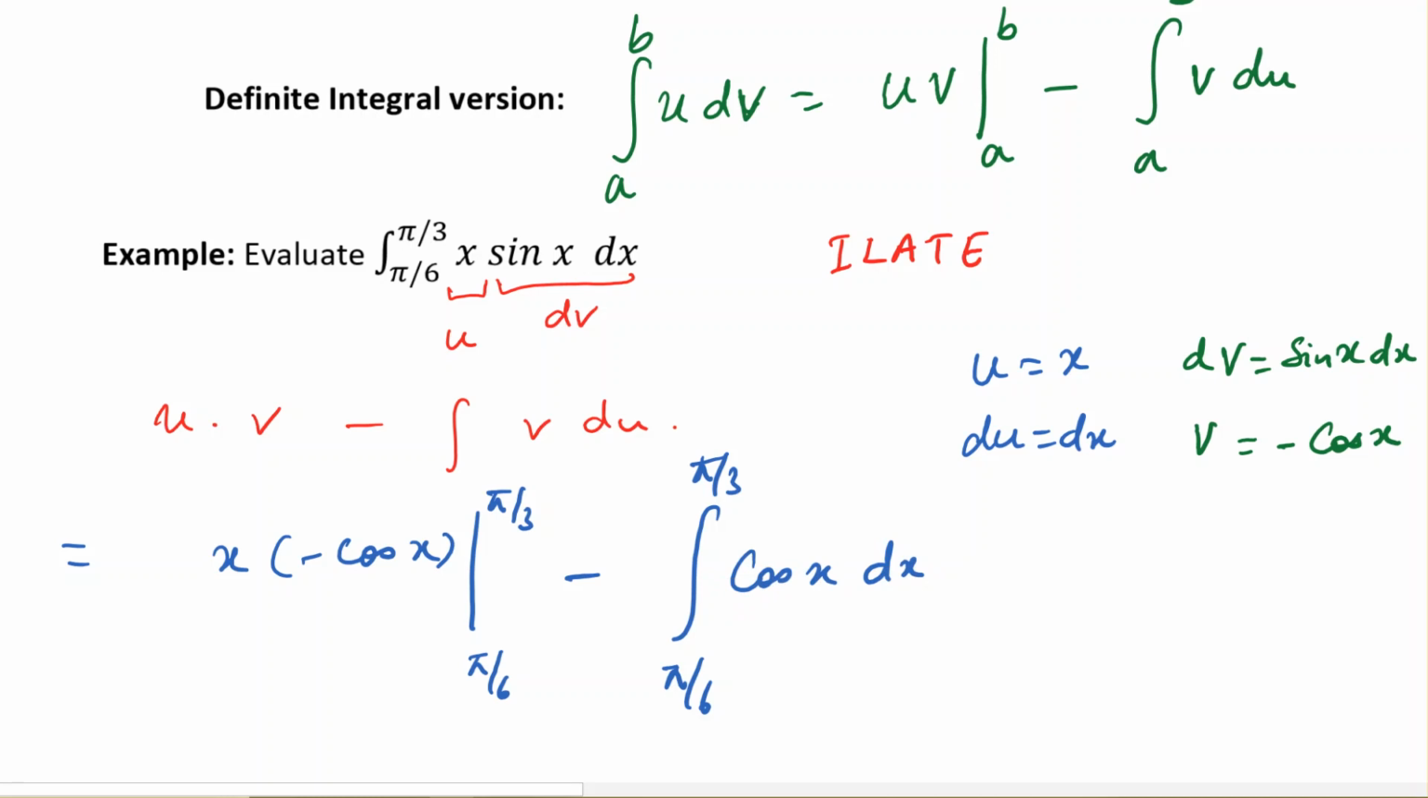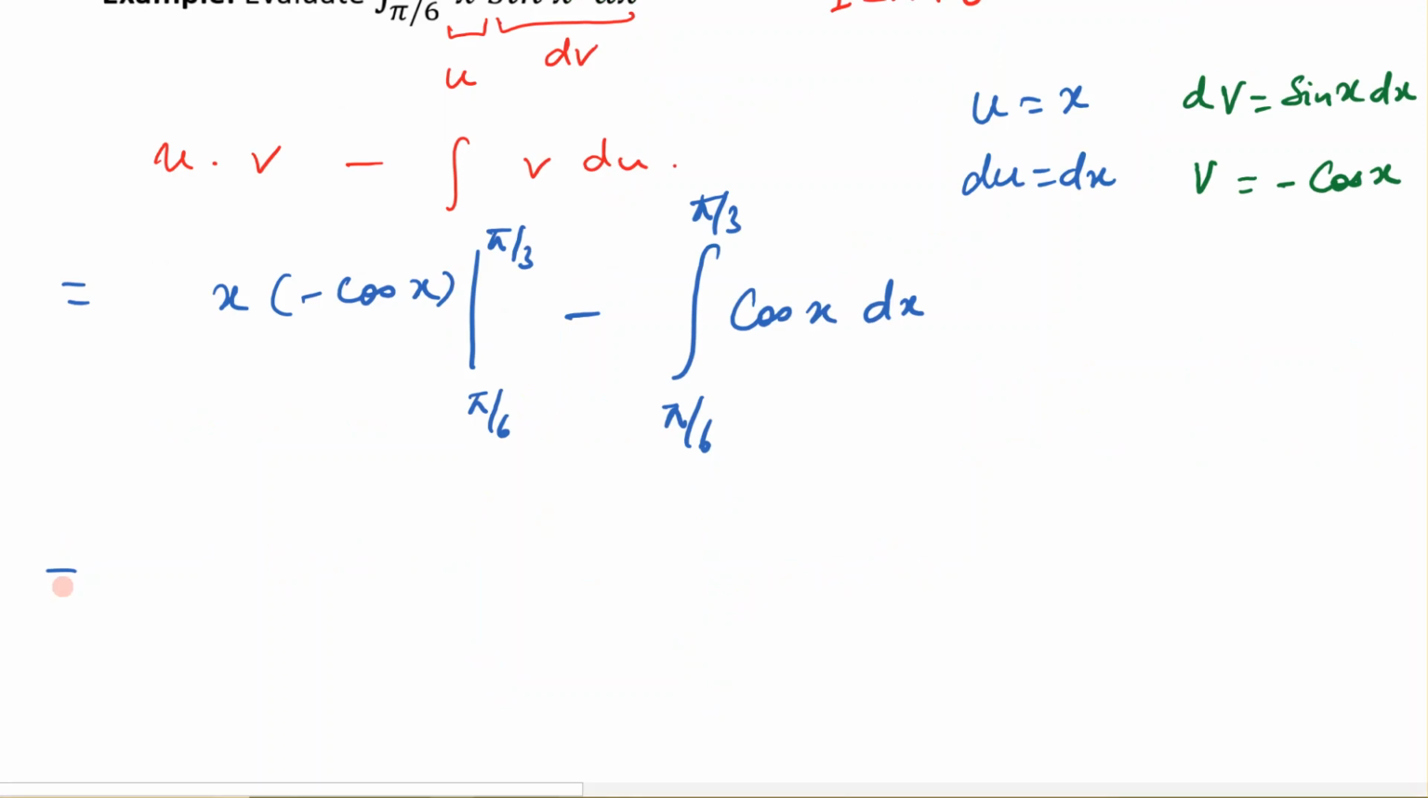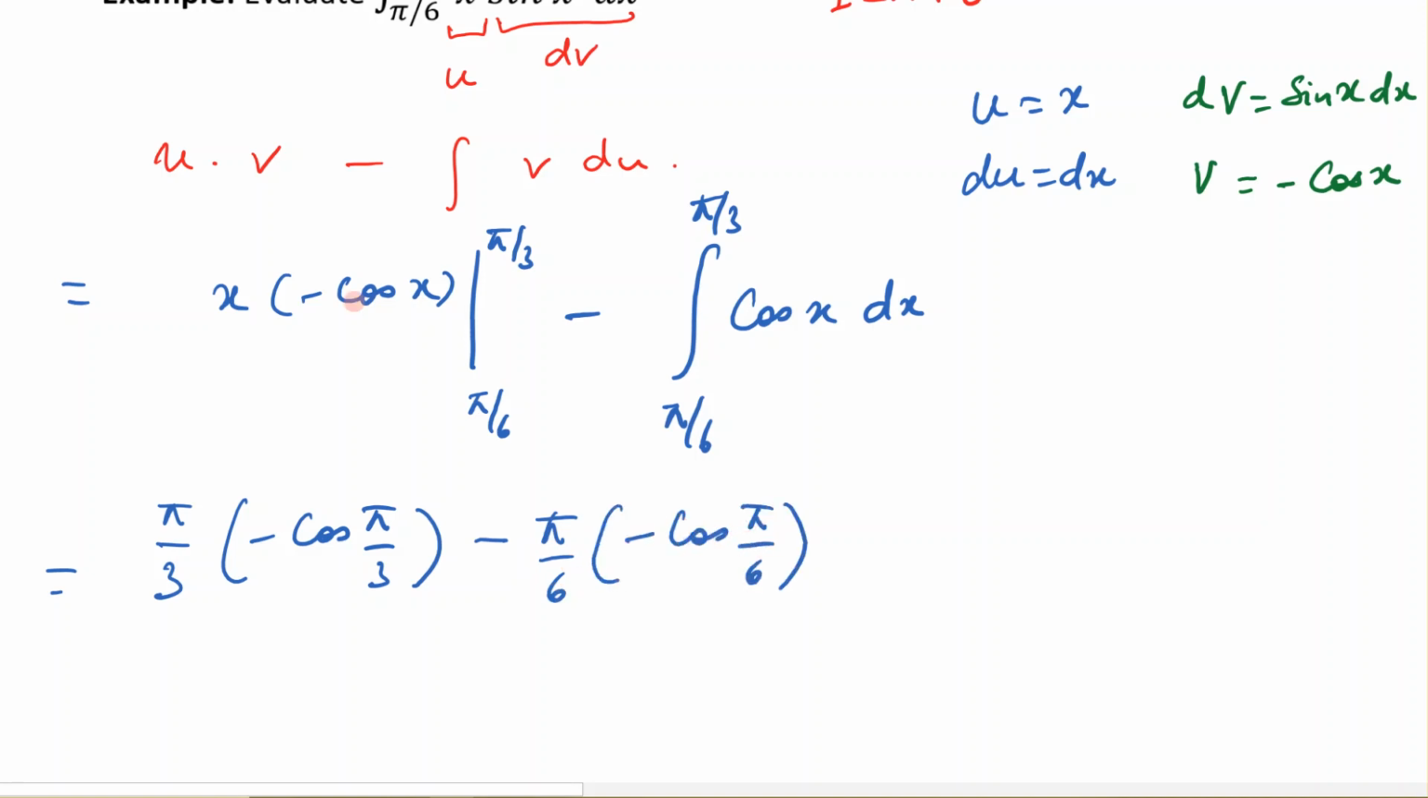And in the next step you can evaluate the integral of cosine x dx. So upper limit pi over 3, so minus pi over 3 cosine pi over 3, and then minus pi over 6 times negative cosine pi over 6. So that is our upper limit minus lower limit. And the integral of cosine is sine, negative sine. And then we get this from pi over 6 to pi over 3.